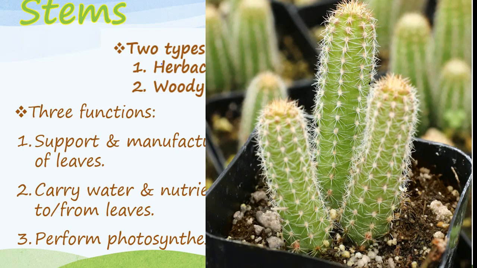Do you have a guess? The stem is the green part. Isn't that funny? So what are the spines? You know what the spines are? Those are the leaves. That's the leaves of a cactus.